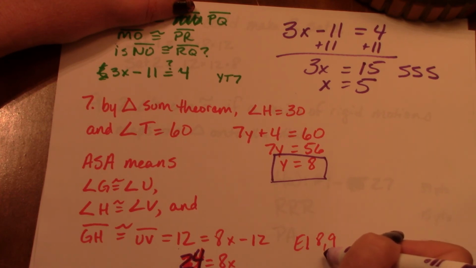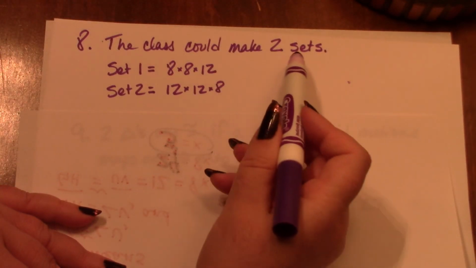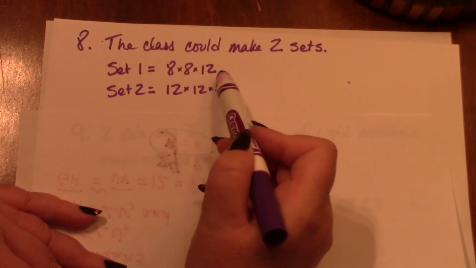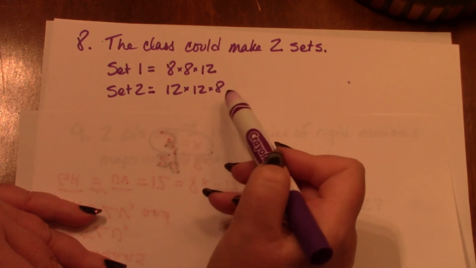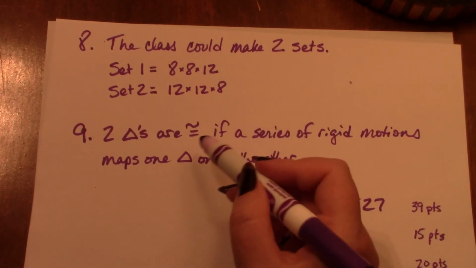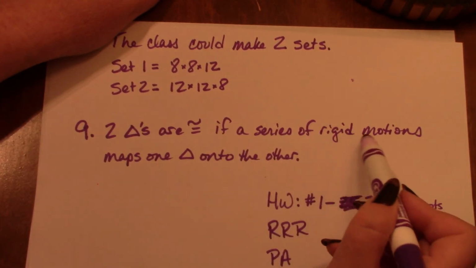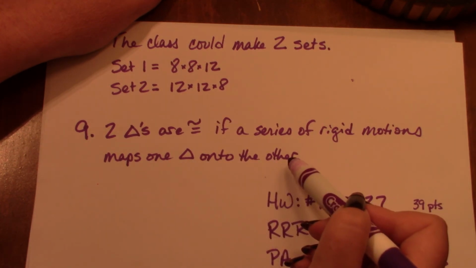Pause here and try elaborate numbers 8 and 9. Come back when you're done. Number 8, the class should make 12 sets. The set for 1 is 8 by 8 by 12, and the set number 2 is 12 by 12 by 8. Number 9, the two triangles are congruent if a series of rigid motions maps one triangle onto the other.